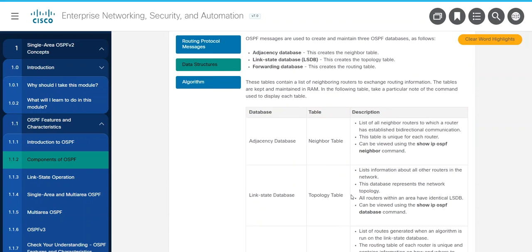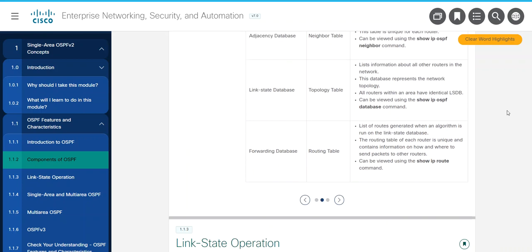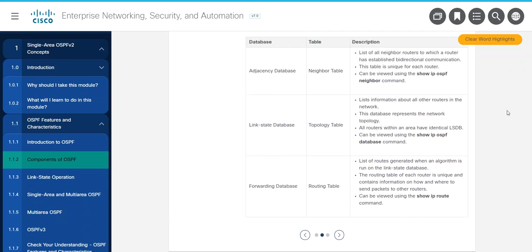OSPF messages are also maintained in various databases. There are three types of databases, and you see these listed here: the adjacency database, a link state database, and a forwarding database. Your adjacency database is what's used to build the neighbor table. This is a list that each router has of its own neighbors. That is not the same thing as an overall view of the topology. That is done in the topology table, and the topology table is built using the link state database.